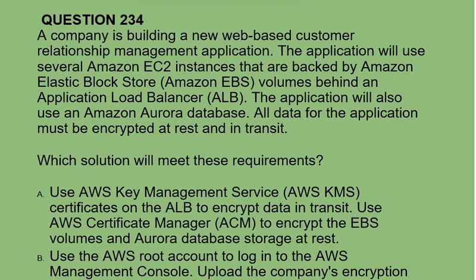Question is a company is building a new web-based customer relationship management application. The application will use several Amazon EC2 instances that are backed by Amazon Elastic Block Store, Amazon EBS volumes behind an application load balancer, ALB. The application will also use an Amazon Aurora database. All data for the application must be encrypted at rest and in transit. Which solution will meet these requirements?